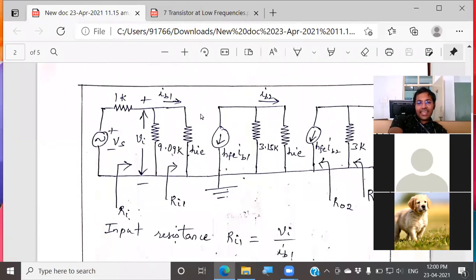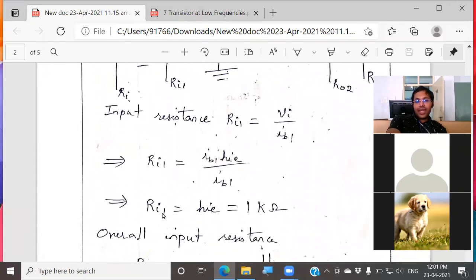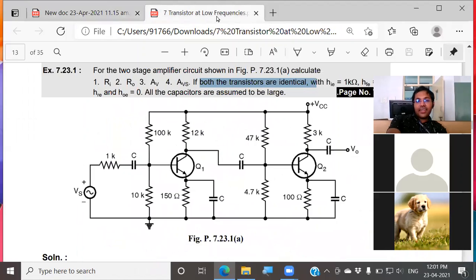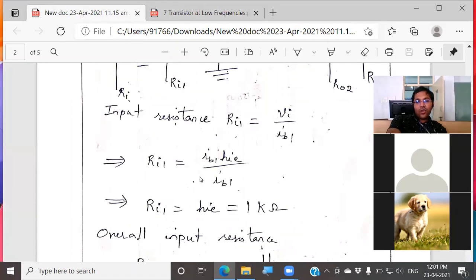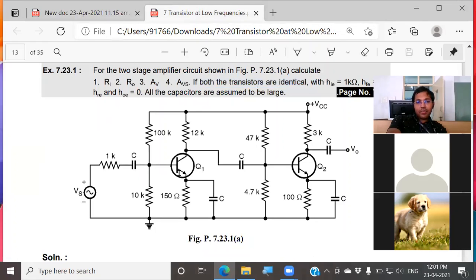Again, you can see something similar we have already seen earlier. See, so much similarity between our topics. Just learn the skills and you will be able to solve any problem. So Ib1 cancelled, and we simply got Ri1 is hie. hie is given in the question as 1 kilo ohm. So the input resistance is 1 kilo ohm. The first part, Ri, is completed.